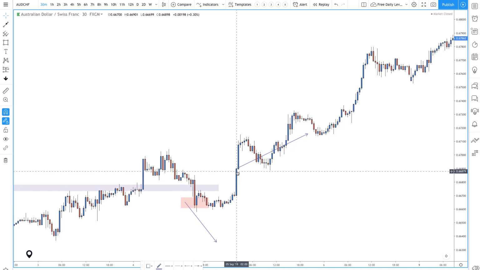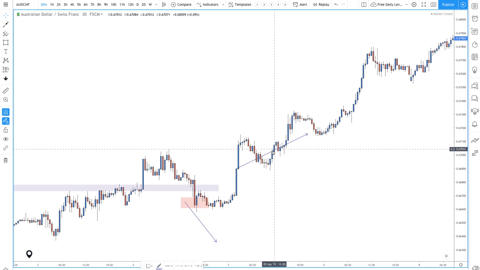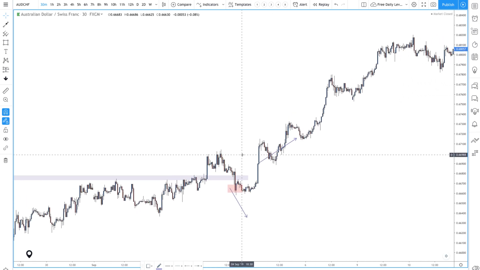Only exit if there's a news event that has occurred that has really put a positive sentiment against you, or a negative sentiment against your trade. That's when I would probably exit the trade.